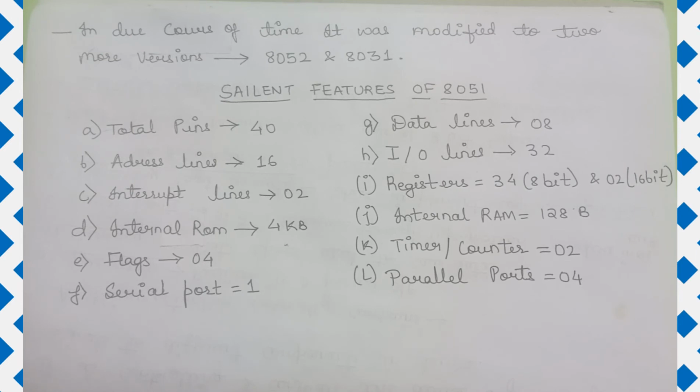It contains a total of 40 pins, 16 address lines, 2 interrupt lines, 4 KB internal ROM, 4 flags, 1 serial port, 8 data lines, 32 input-output lines, 8-bit registers 34 and 2 16-bit registers. Next, 128 bytes internal RAM, 2 timers and counters, and 4 parallel ports.